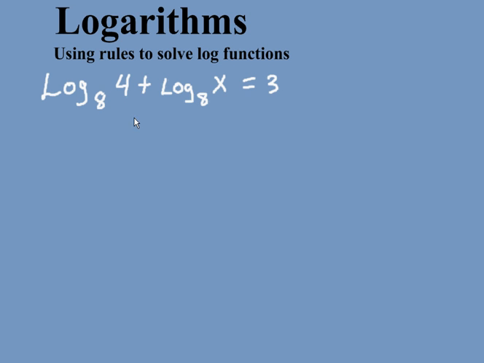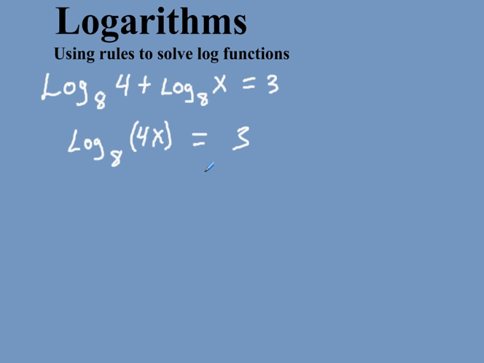In order to start here, we need to remember the product rule, where when you've got a setup like this, you can rewrite this so long as the logs have the same base. You can rewrite it as log base 8 of 4 times x is equal to 3. Notice log base 8 of 4x, and they're being added together, so you can rewrite it this way.